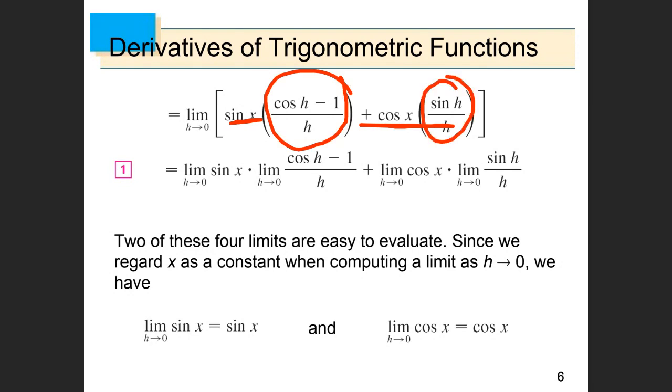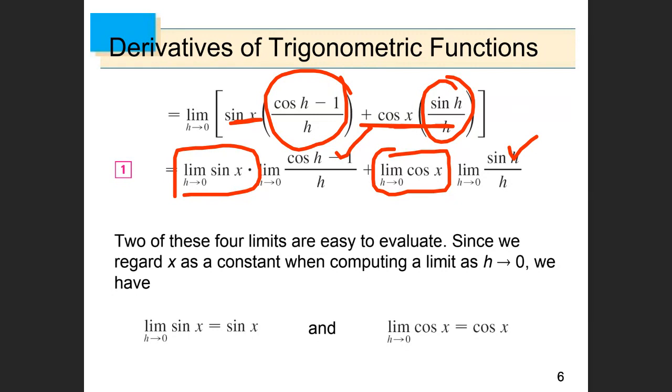These ones are very obvious because the limit as h tends to 0 of sine x is just sine x, because you can actually treat x as a constant in this case. All right, x is not changing because h tends to 0, x is just a constant. So you get sine x, and we also know this limit here, but the problem is these two guys here. We even gave them a name. We call them the special limits.